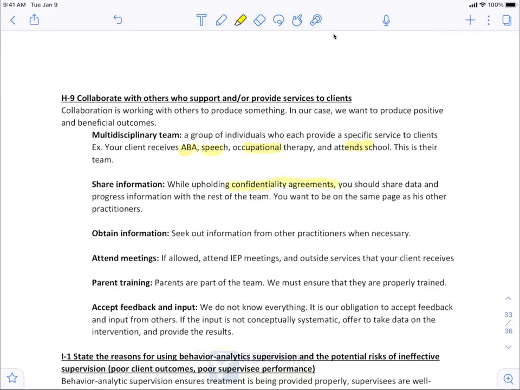So on the exam, they ask you, a speech therapist reaches out to you and asks for information about your client. What should you do? Always check that they have a confidentiality agreement, and always check that they have permission to receive the items. Okay. Only share data and progress information with the team, but you should share data and progress. We want to be on the same page as other practitioners.